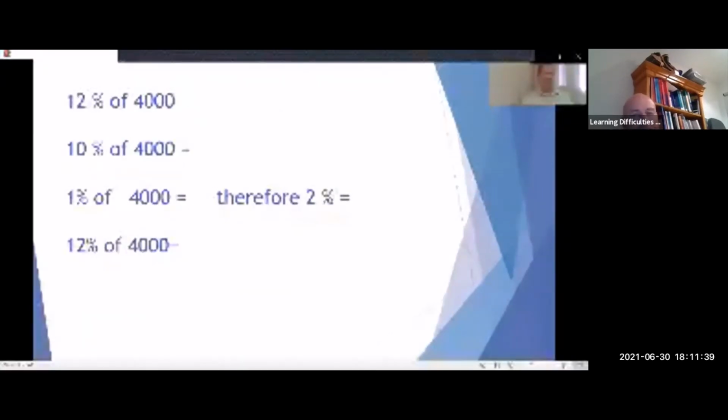So in this example, we have to find 12% of 4,000. Well, we find 10% first, which is 1/10. So we move the decimal point one place to the left, which is 400. So next we have to find 1%. Well, 1%, we're going to move the decimal point two places. So 1% of 4,000 will be 40. If 1% is 40, 2% will be 80. So then we can just add the components together. So we've got the 10%, which is 400, plus the 80 is going to be 480.